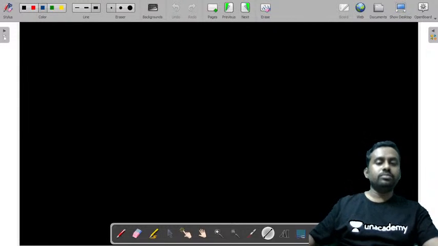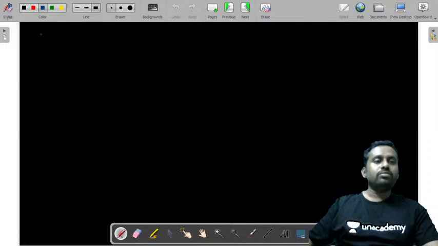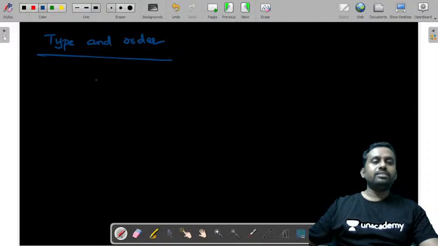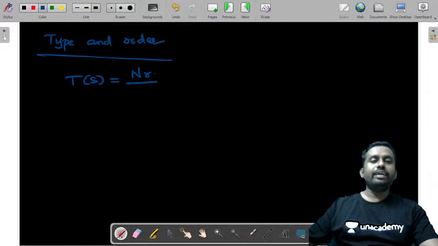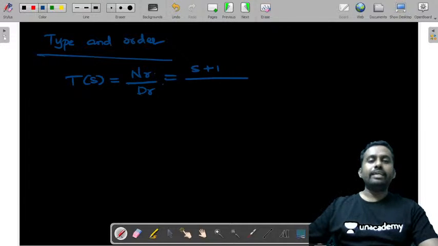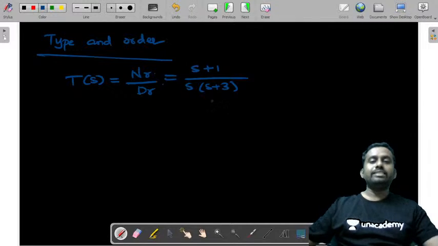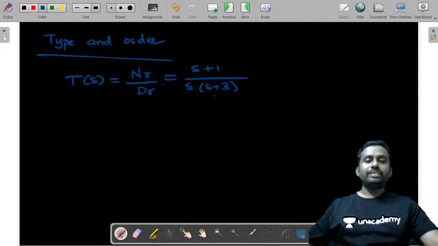Now moving on, we'll see what is the type and order of a system. In order to tell you this, first I need to speak of the transfer function T of S. Every transfer function that you see has a numerator and a denominator part. So let us take one example as s plus 1 by s into s plus 3. There is a numerator and there is a denominator term.